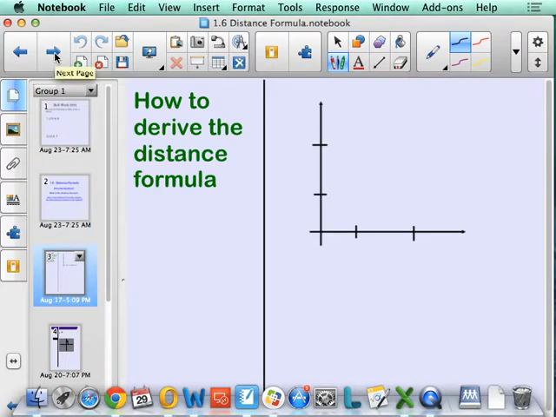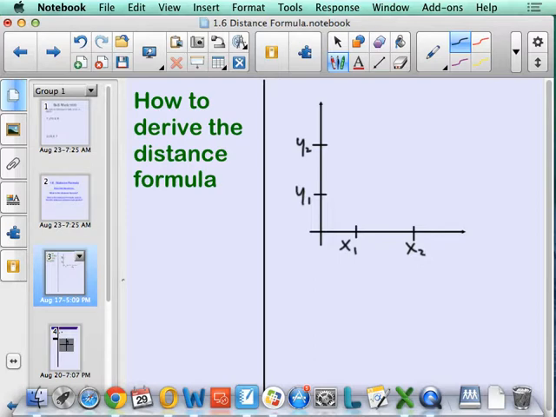All right, the first thing we're going to do is learn how to derive the distance formula. Derive just means where did the distance formula come from. So go ahead and draw this graph in your notes. And what we're going to do is label these points x1, x2, y1, and y2. All that does is mean an x and a y point in general.